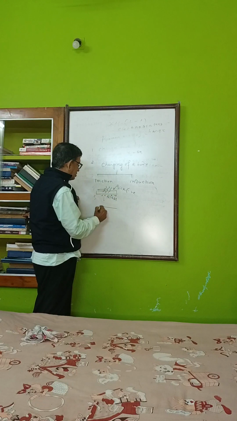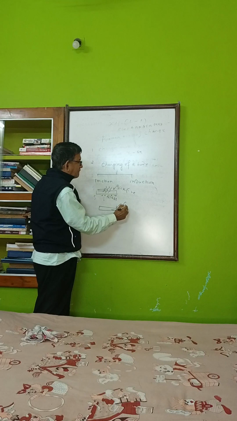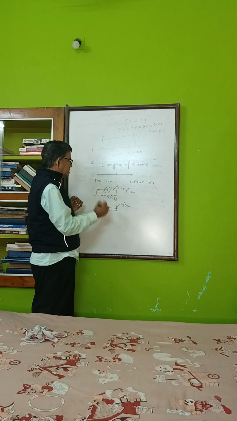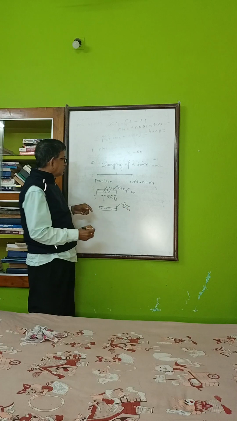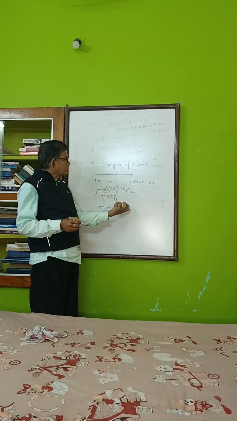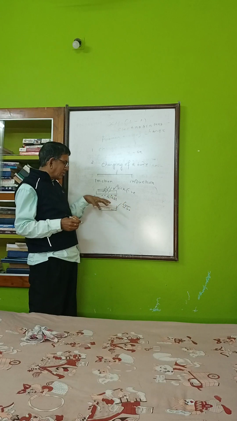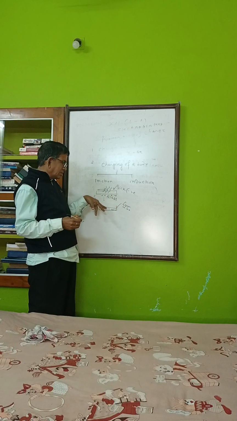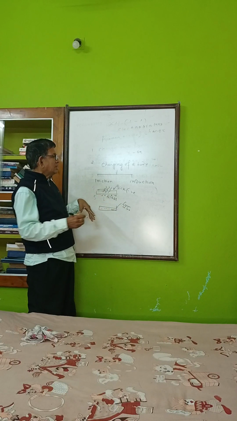Similarly, an ebonite rod rubbed with fur, then ebonite will be negative and fur will be positive. That means some electrons come out from the fur and accumulate on the ebonite rod. As a result, fur will be positive and ebonite will be negative.